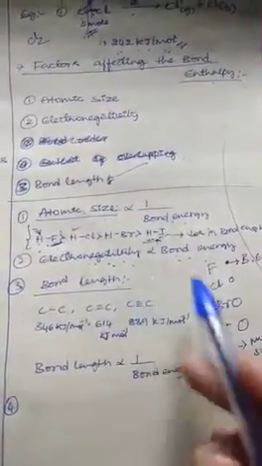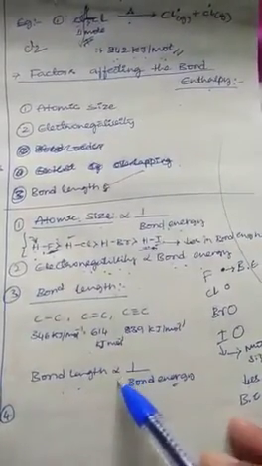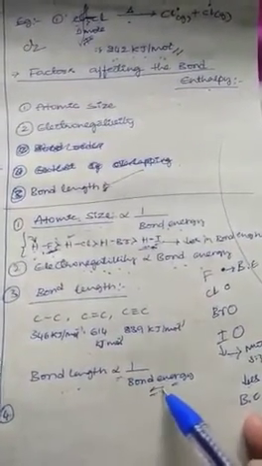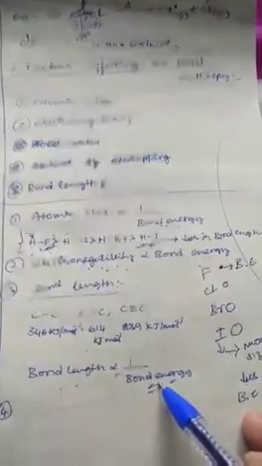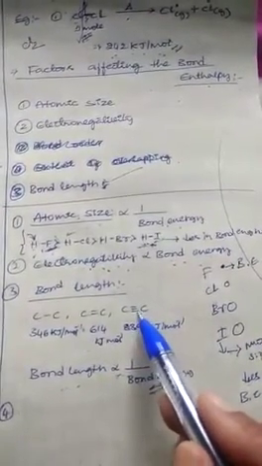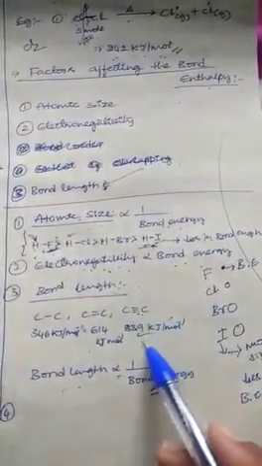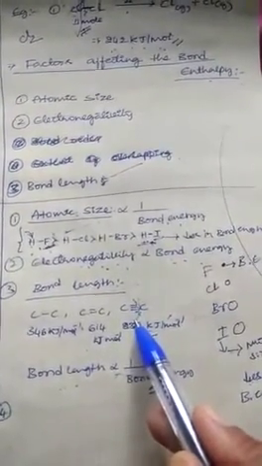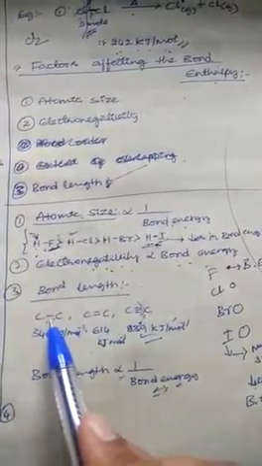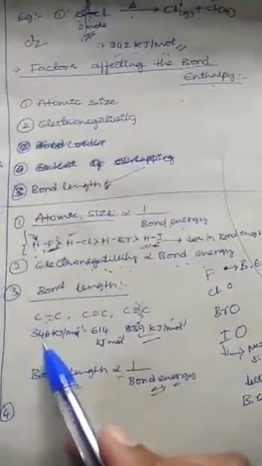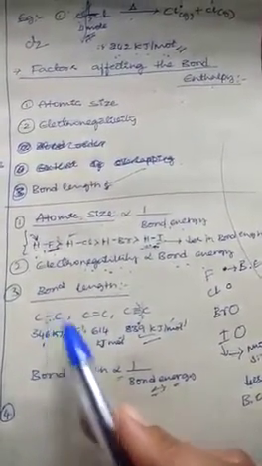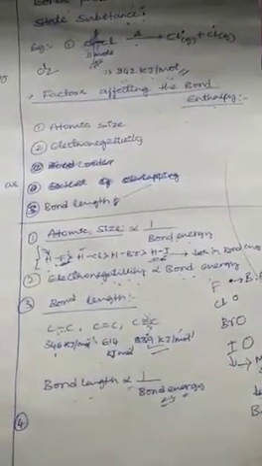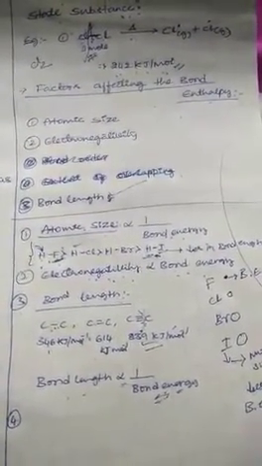And the third point is bond length. Bond length is inversely proportional to bond energy. Here also, if the bond length is short, it requires more bond energy to break this triple bond. But if the bond length is more, lesser bond energy is required to break this bond. This is all about factors affecting the bond energy.